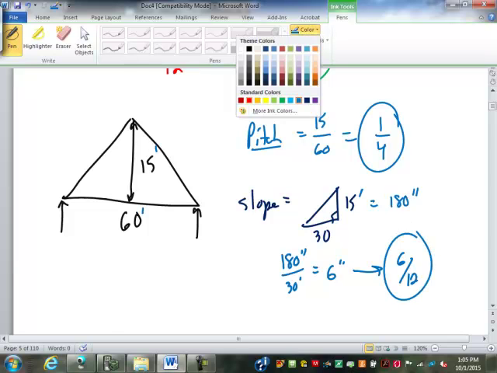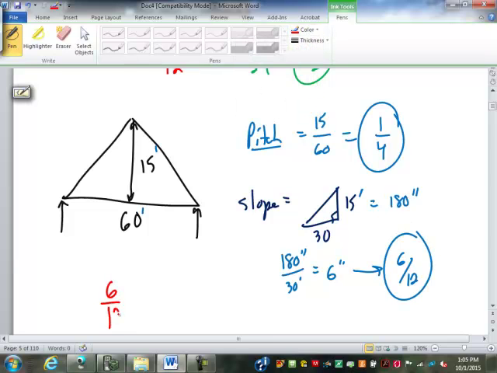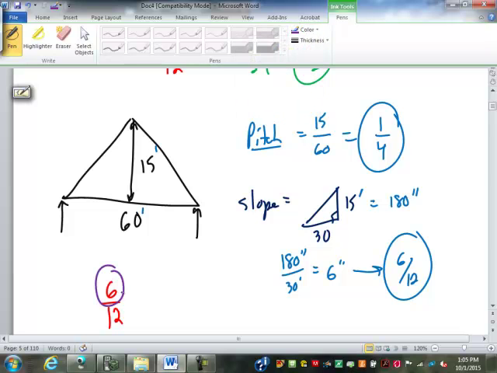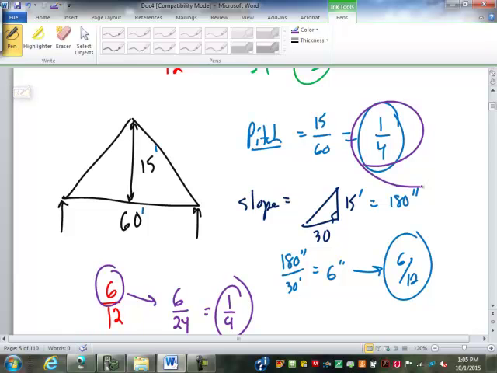Now again, if I want to convert my slope into a pitch, I take the top number only, the 6. I divide it by 24. That is 1/4. Make sense?